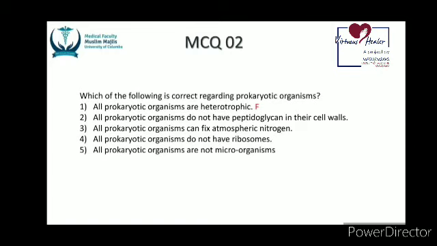The second statement says that all prokaryotic organisms do not have peptidoglycan in their cell walls. We know that all bacteria have peptidoglycan in their cell walls, both gram-positive as well as gram-negative bacteria. But archaeans do not have peptidoglycan in their cell walls. So not all prokaryotic organisms have peptidoglycan in their cell walls, and this statement is therefore true.